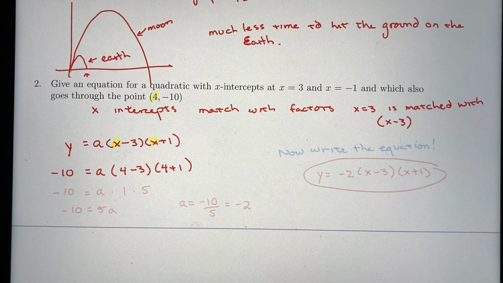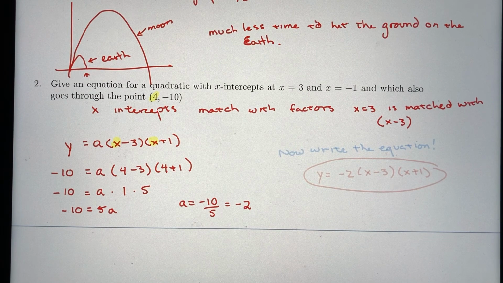So unlike the vertex, this won't be nice symmetric points, but let's see, 4 minus 3 is 1, 4 plus 1 is 5. So negative 10 is 5a. So a is negative 10 over 5. You divide by what's stuck to a, not by what's on the left side of the equal sign.